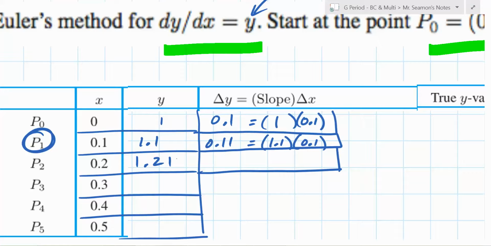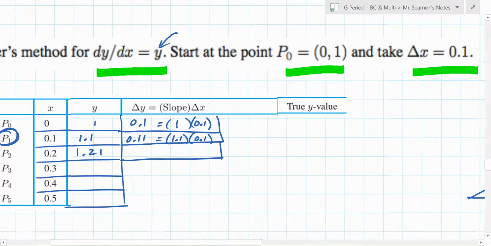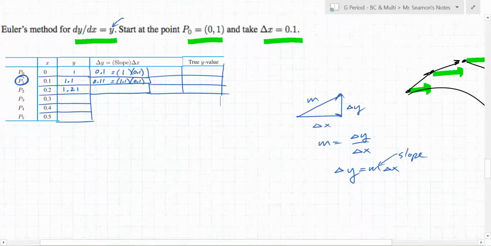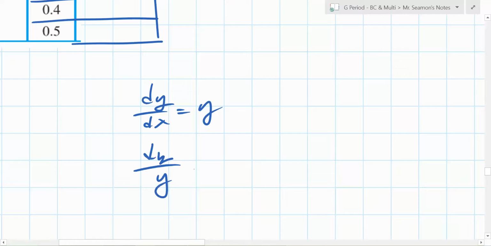Because does it get kind of repetitive? And is it really easy to make some sort of mistake? Absolutely. It's really easy. So you might also, for example, want to know what the true values are. So we could do the true values. What do you need in order to find the true value of the function? The equation, right? Well, let's see if we can find the equation. Is this a relatively nice one? Yeah. So that tells us dy over y is equal to dx.